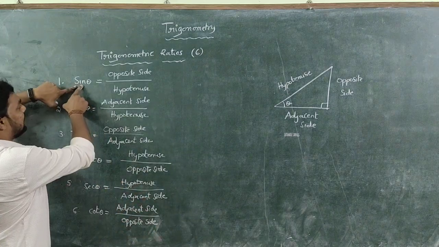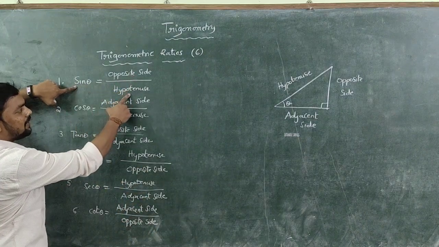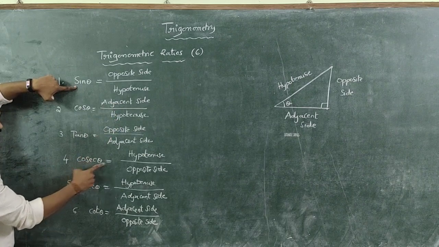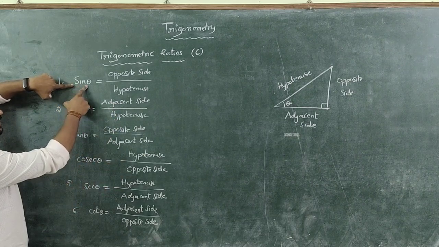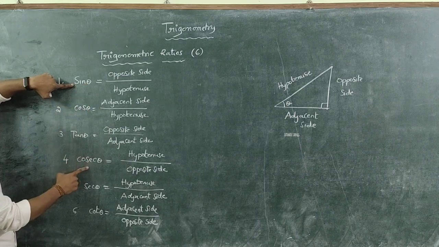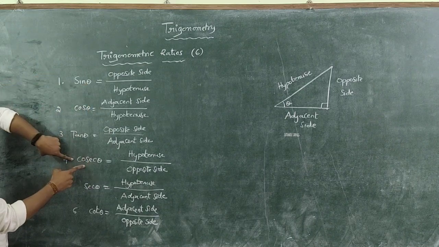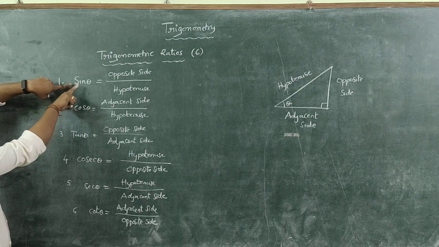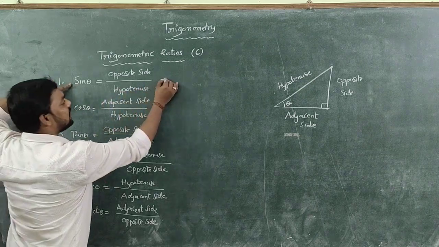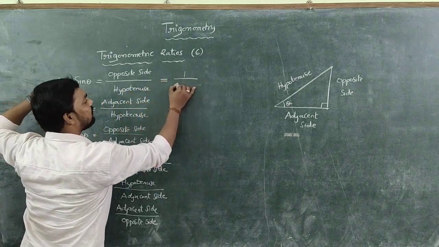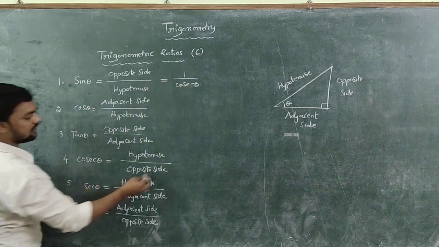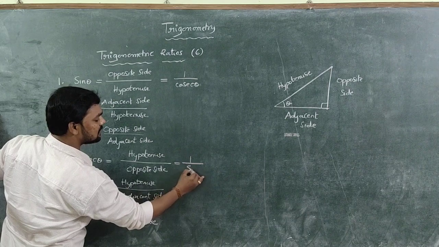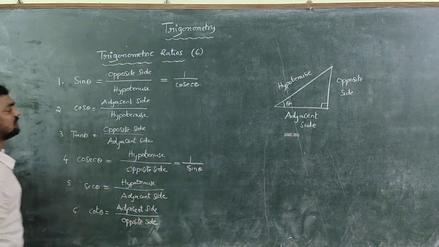So here sin theta is equals to opposite side by hypotenuse and cosec theta is equals to hypotenuse by opposite side. So sin theta is a reciprocal of cosec theta, and vice versa, cosec theta is equals to reciprocal of sin theta. That means sin theta is equals to 1 by cosec theta and cosec theta is equals to 1 by sin theta.